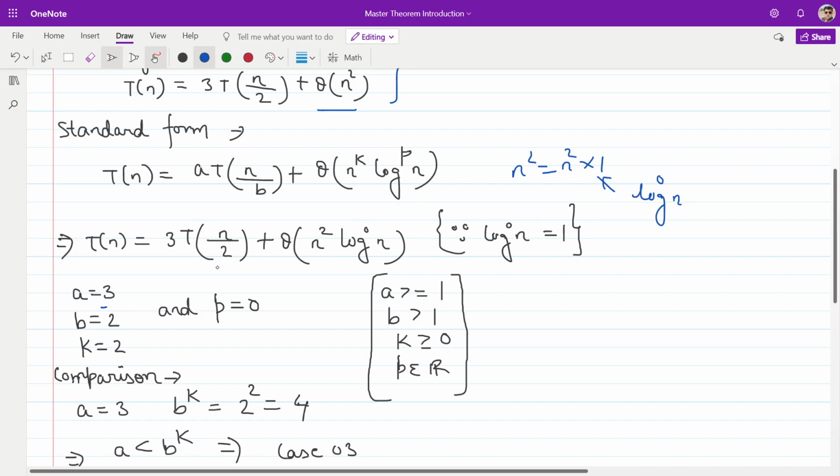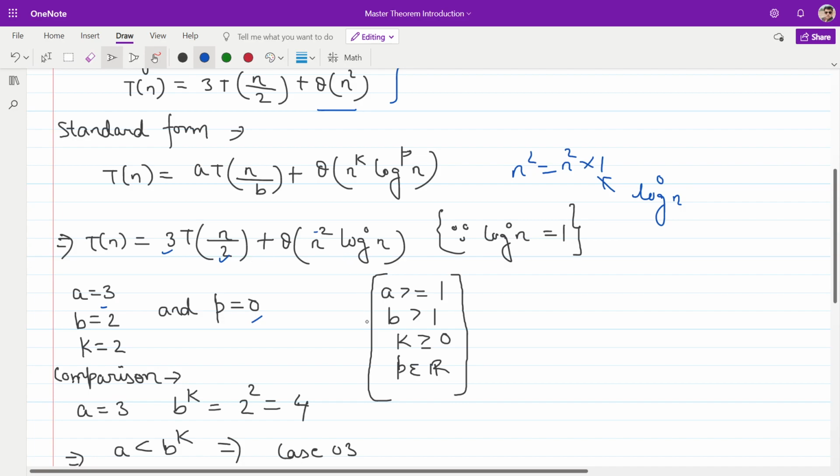So I rewrite the recurrence equation in the standard form. The purpose is to get the values for the coefficients a, b, k and p. By direct comparison, the value of a is equal to 3, the value of b is equal to 2, the value of k is equal to 2, and the value of p is equal to 0. So my step 2 is completed. In step 1 I converted the problem into the standard form. In step 2 I found the values of the coefficients a, b, k and p.